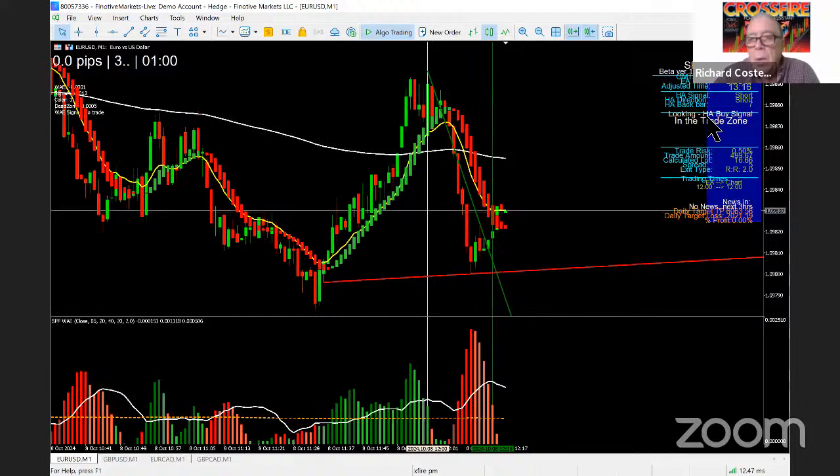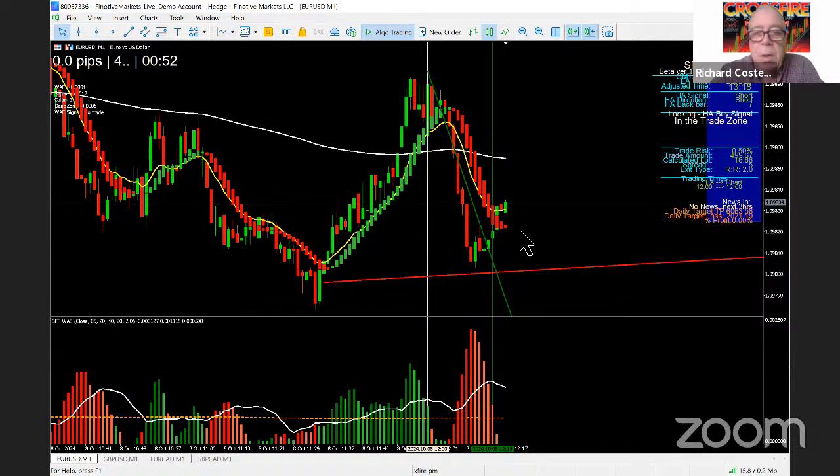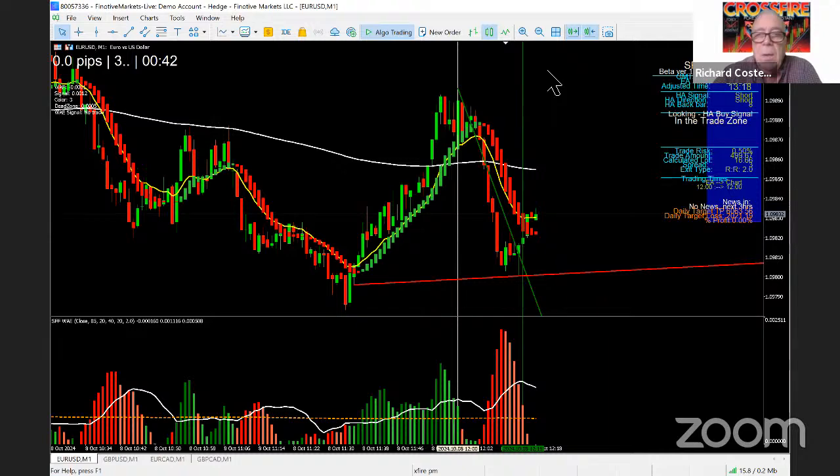So over here, it says, I'm now looking for a buy signal. That's purely and simply because the price is above the green trend line. So we're only looking for buys. The next thing it looks for is the Heikin-Ashi candles, and it looks for a recent wave change.